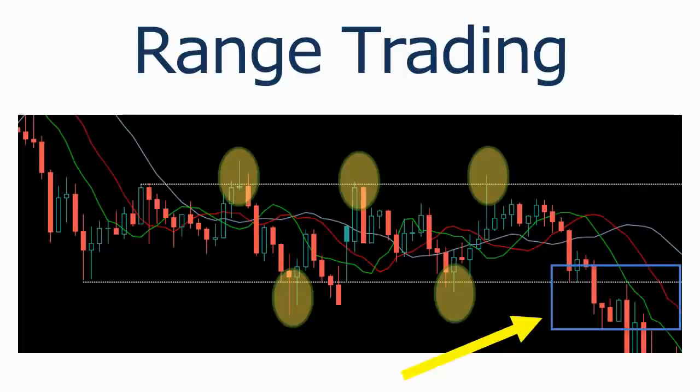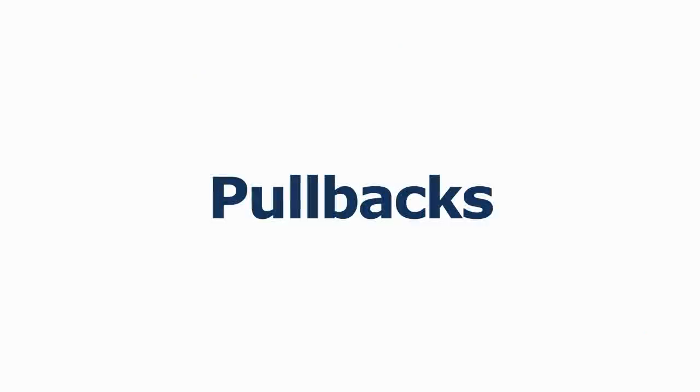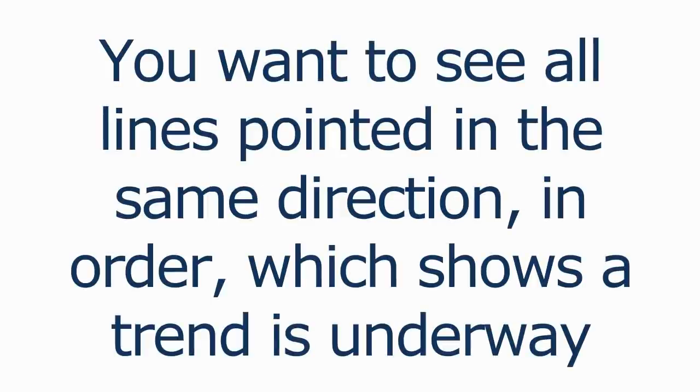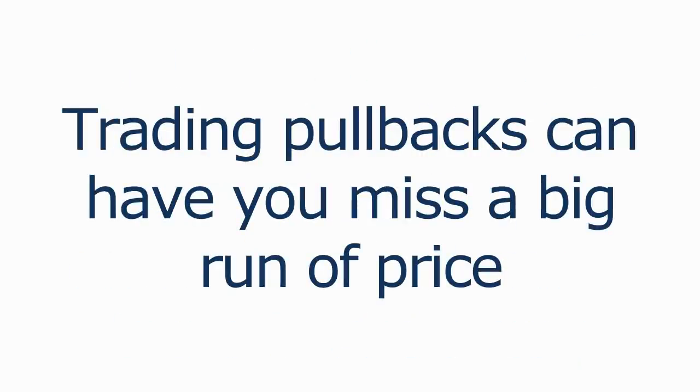At the same time, the spacing of the alligator lines is supporting your short trade. So once the lines have shown a direction, you can resort to using a price action pattern that's a staple of all traders, the pullback. You want to see all the lines pointed in the same direction in order, and that shows a trend is underway. Unlike the first strategy, trading pullbacks in a maturing trend does pose some risks, as a trend may just run before giving you a trading opportunity.